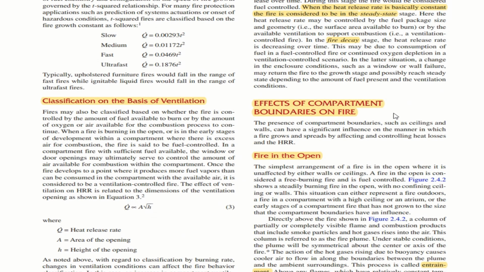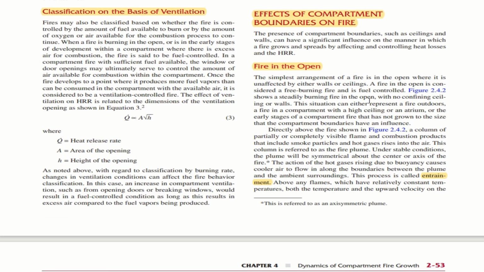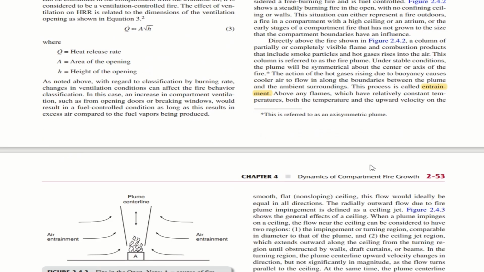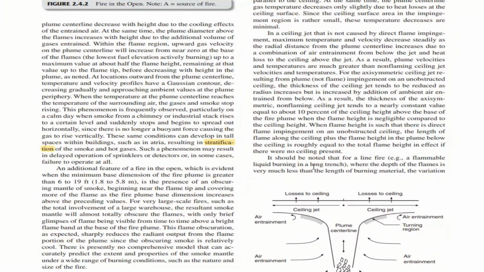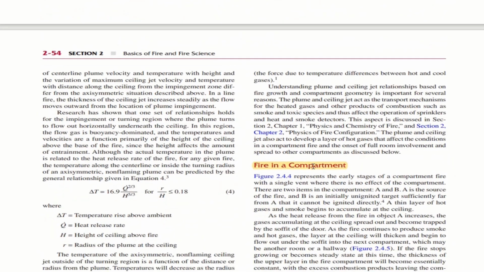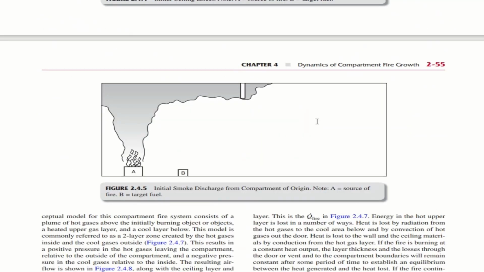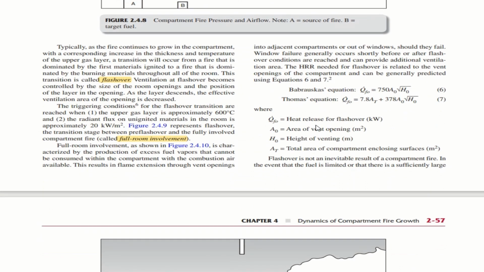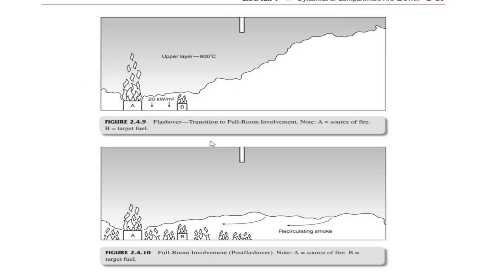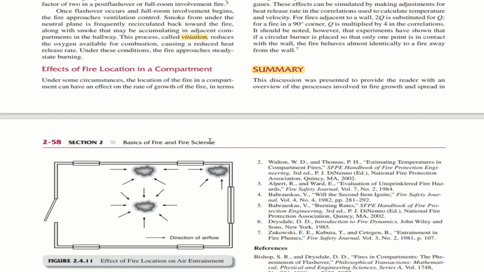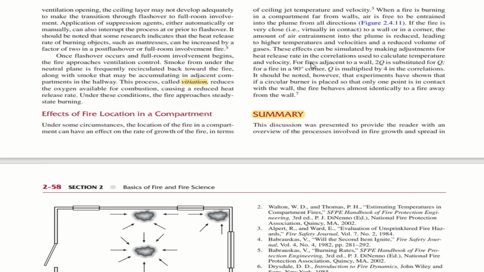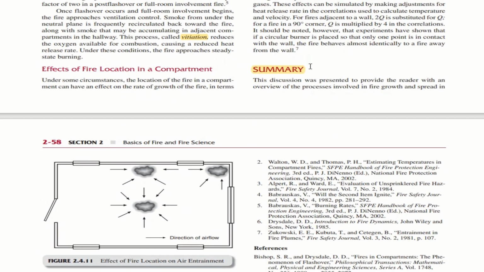Effects of compartment boundaries on fire. Fire in the open: what is the process, the entrainment process? You just go through, you will get an idea. And apart from that, you have fire in a compartment. Also you have the definition of flashover here, full room involvement, what it states, and finally we are coming back to the summary. So basically classifications of fire is an important topic in this particular section.